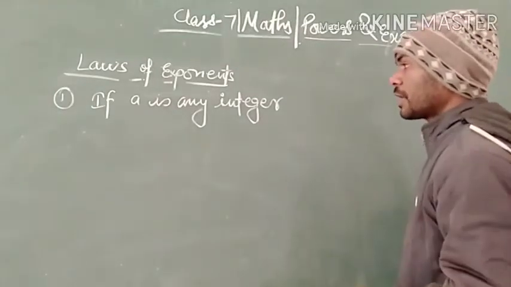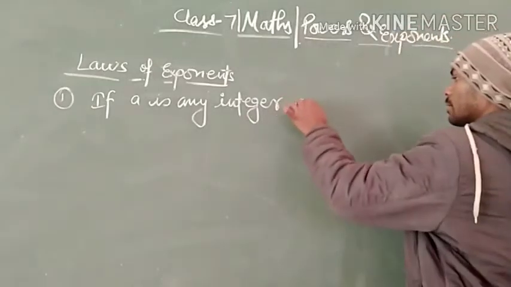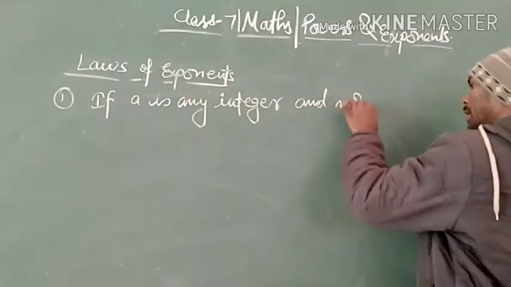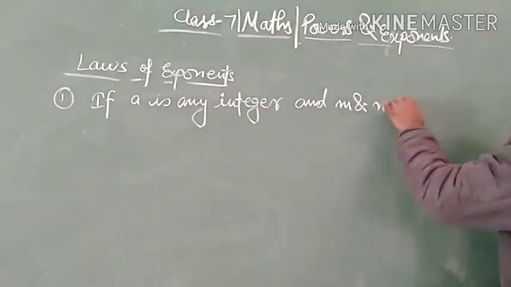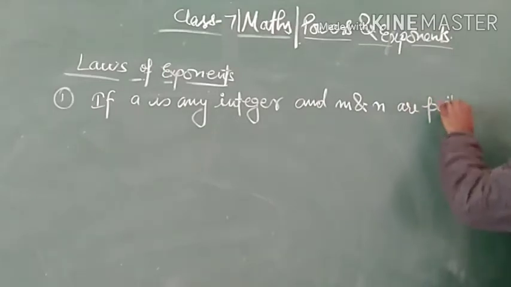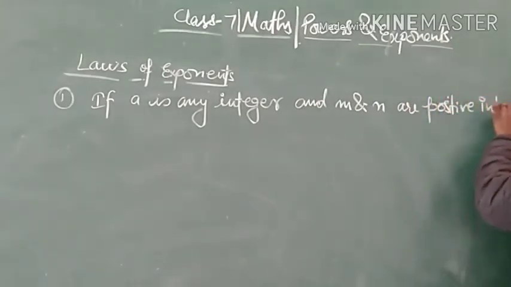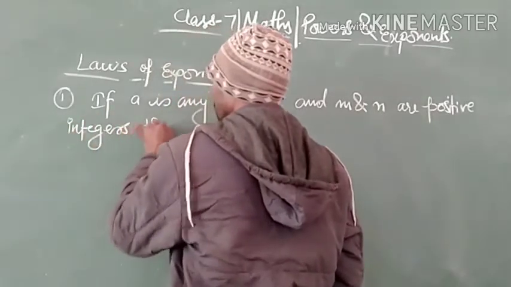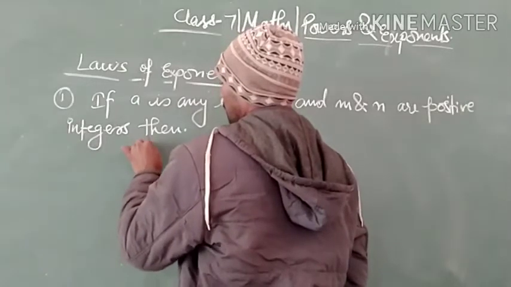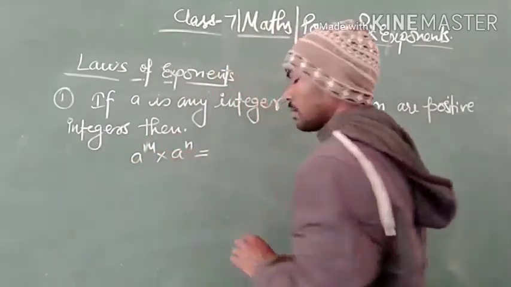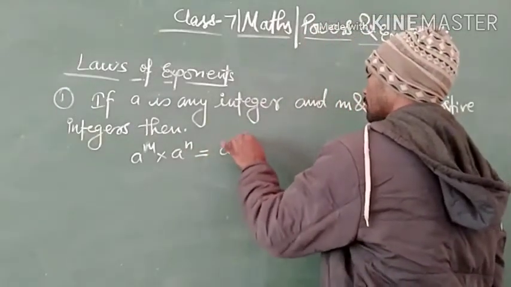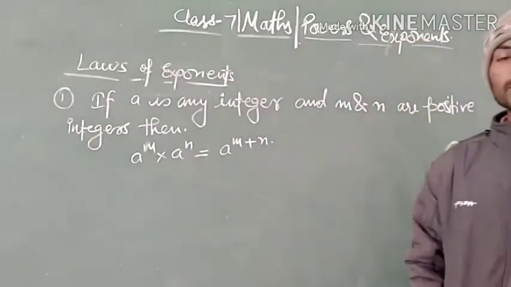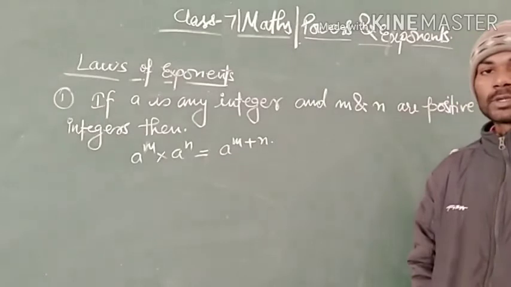Okay, so if A is any integer and M and N are positive integers, then a to the power m into a to the power n is equal to a to the power m plus n. This is the first rule of exponent.